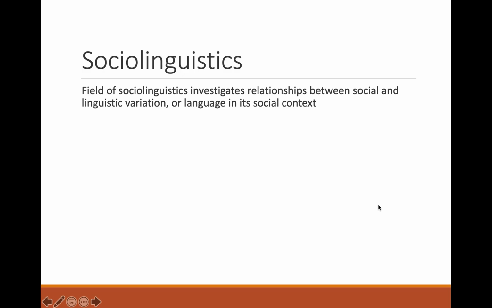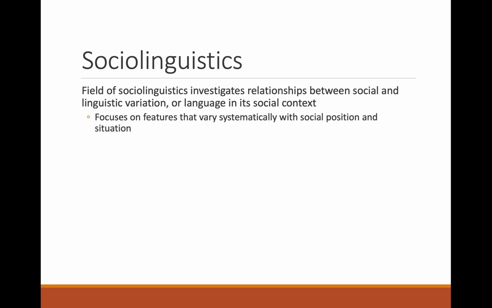The last part of this lecture is going to focus on sociolinguistics. And sociolinguistics investigates the relationship between social and linguistic variation, or language and its social context. And so we often find that language conventions, language distinctions, mirror the social and economic complexity within a given society. And so sociolinguistics will focus on features that vary systematically with social position and situation.